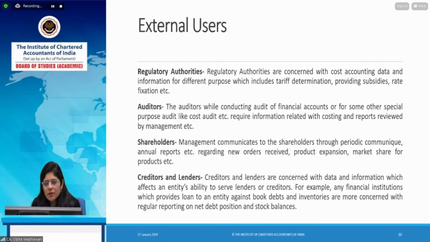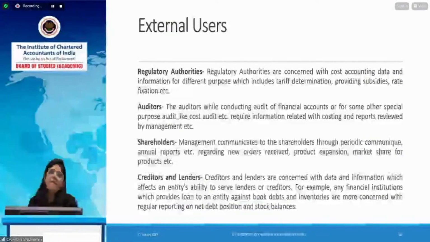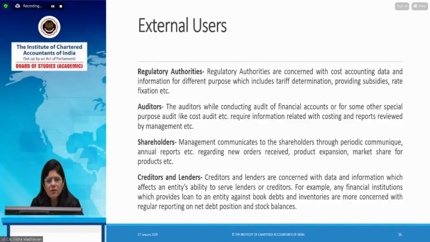The shareholders: the management communicates to the shareholders also about the market share, the product expansion, the technology, which technology is for the product, and whether the technology should be updated. So every information, the shareholders also to some extent are concerned about the information which the cost accounting department can provide.